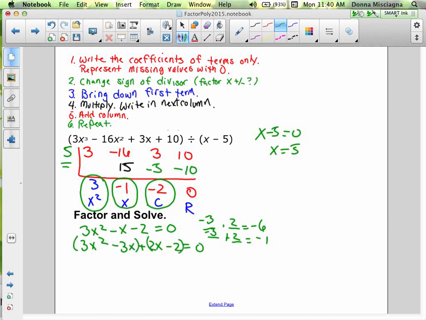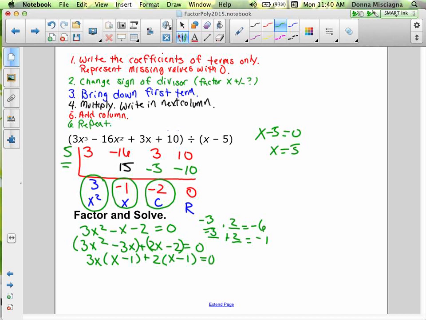We'll pull out the greatest common factor. Greatest common factor for 3x squared and -3x is 3x. 3x squared divided by 3x is x. -3x divided by 3x is -1. 2x minus 2, we can factor out a 2. 2x divided by 2 is x, and -2 divided by 2 is -1.